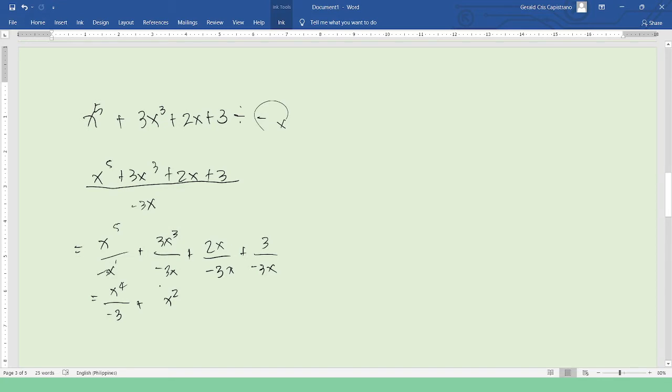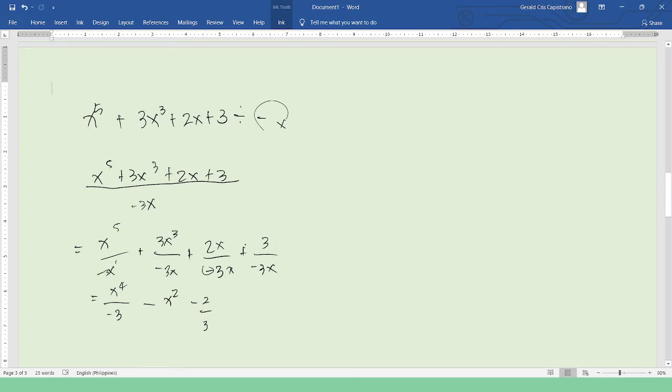Paano sir yung mga 3? So, we'll have there 3 divided by 3. So, that will be negative 1. Okay? So, pwede natin isulat to as minus x squared. Then, yung next natin na gagawin dyan, we have there x divided by x. So, that is 1. Then, we have there 2/3. And we have here a negative. So, that will be equal to negative 2/3.